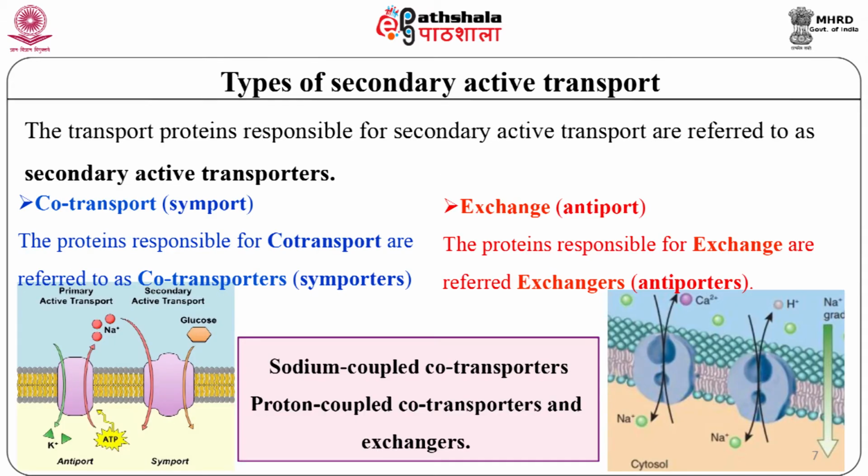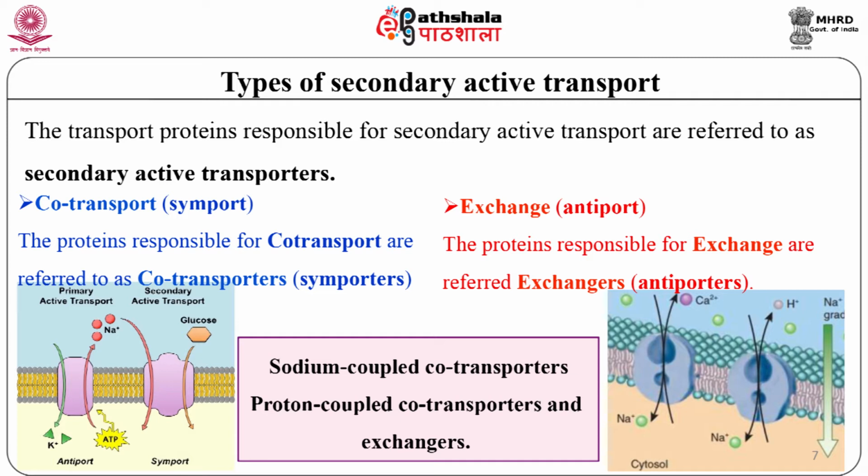There are variations of secondary active transport. First is co-transport, which is also known as symport, and second is exchange, which is also known as antiport. The proteins responsible for secondary active transports are referred to as secondary active transporters. The proteins responsible for co-transport are specially referred to as co-transporters, also known as symporters, and the proteins responsible for exchange are specifically referred to as exchangers.